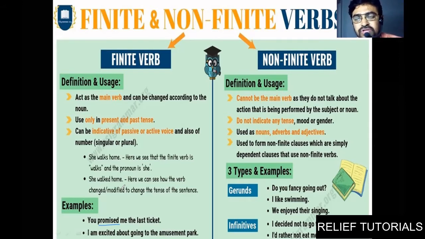They cannot be used as verbs, but they can be used as nouns, adverbs and adjectives, as I told you. They are used to form non-finite clauses, which are simply dependent clauses that use non-finite verbs. They cannot form the main clause. Without a finite verb, the main clause is not possible. So here we have the three categories: gerunds, infinitives and participles.